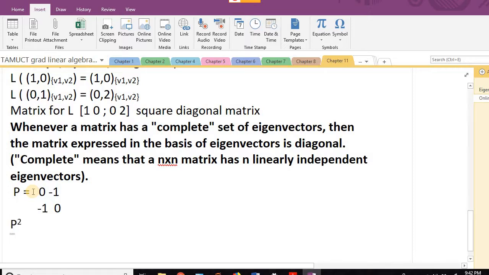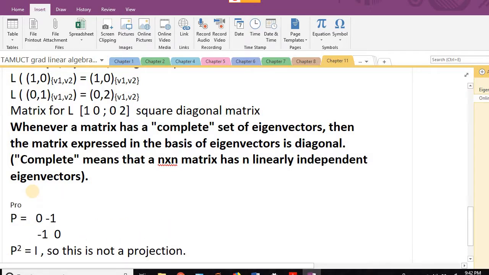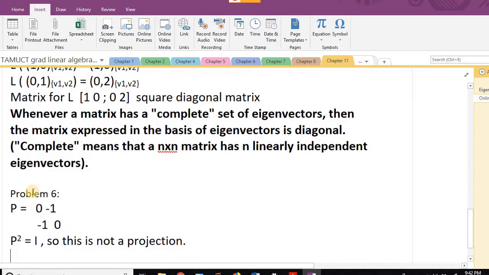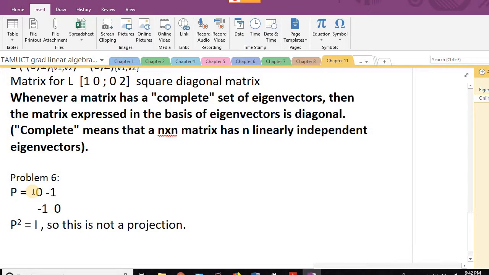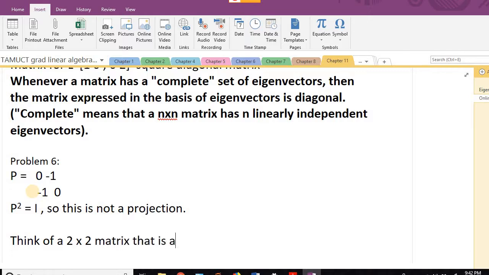So p squared is equal to I. So this is not a projection. Okay, good try. That's all I got. But you need to think about an example. Okay, so that's your brain teaser.